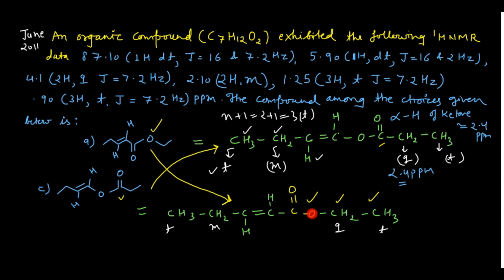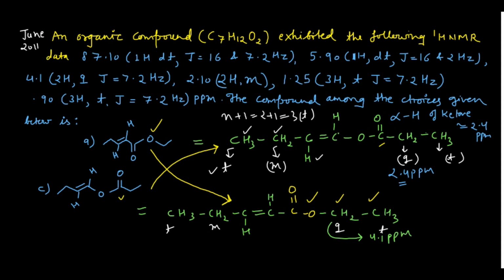So this is highly electronegative, and this carbonyl is not that electronegative, so it is upfield at 2.4 ppm. But due to this oxygen it is downfield, it is deshielded, and hence it should be very downfield. And when it is in the downfield region, definitely this will have the signal somewhere around 4.1 ppm, and this is what is given here.